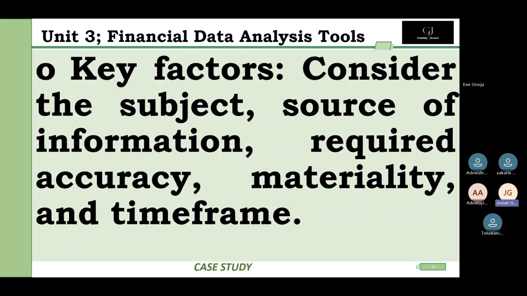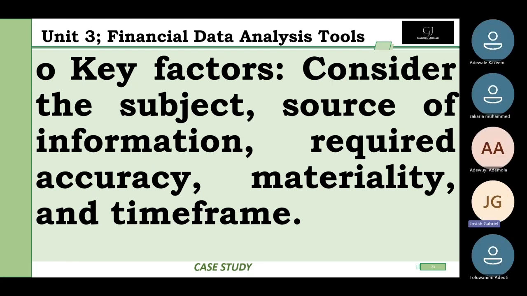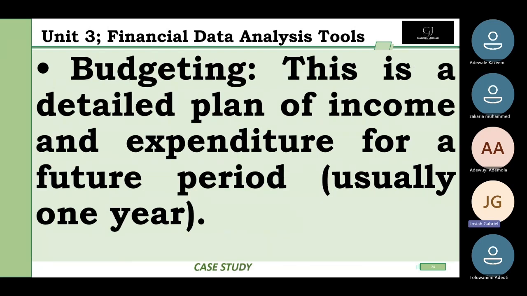Key factors in financial forecasting: first, consider the subject. What are you doing? What area of the financials are you looking at? Is it revenue? Is it cost? Is it profit? So what's the subject? What is the source of information? Is it from historical information or from present information? It requires accuracy, so you look at the materiality. What's the magnitude of the numbers? And what's the time frame you want to cover? So these are the key factors when you are forecasting, or using the tool called forecasting.